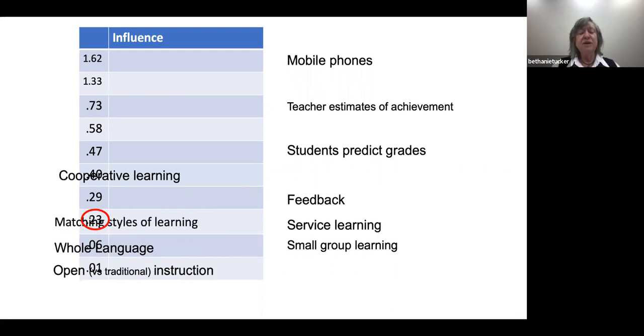matching styles of learning is something that we don't need to spend time on. We're not saying it's a bad thing. We're simply saying it is not worth the effort. If we teach matching the variety of learning styles, that's really all that we need to do. 0.39 matches with mobile phones. Trying to teach using mobile phones is not typically an effective approach.